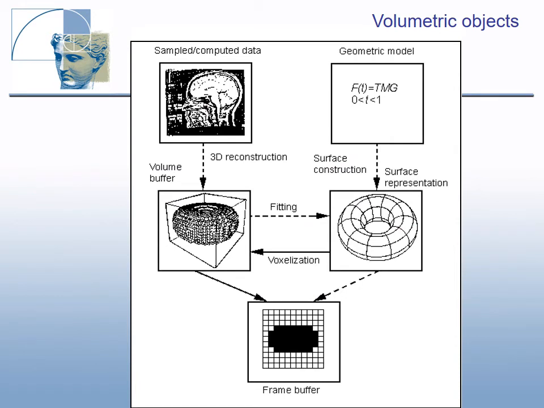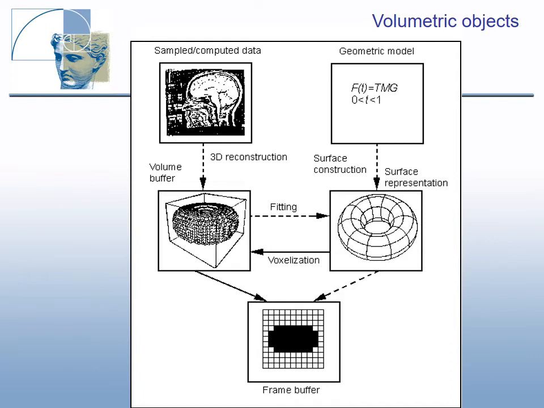One of the applications of voxel models is volume graphics. The data flow of volume graphics is shown on the slide. The major sources of volumetric data are displayed at the top. These are sampled data from measurements or simulation on the left, and geometric models on the right.